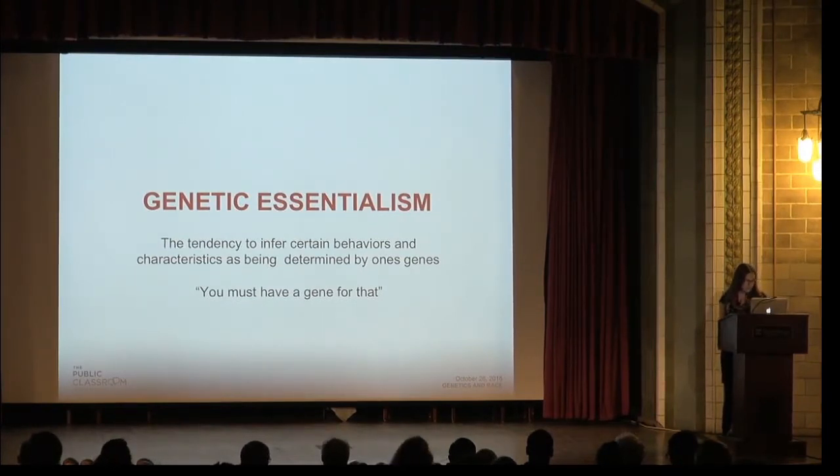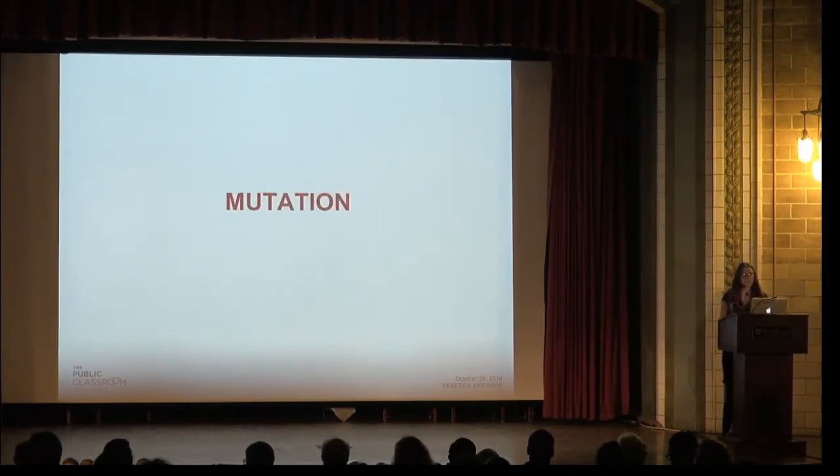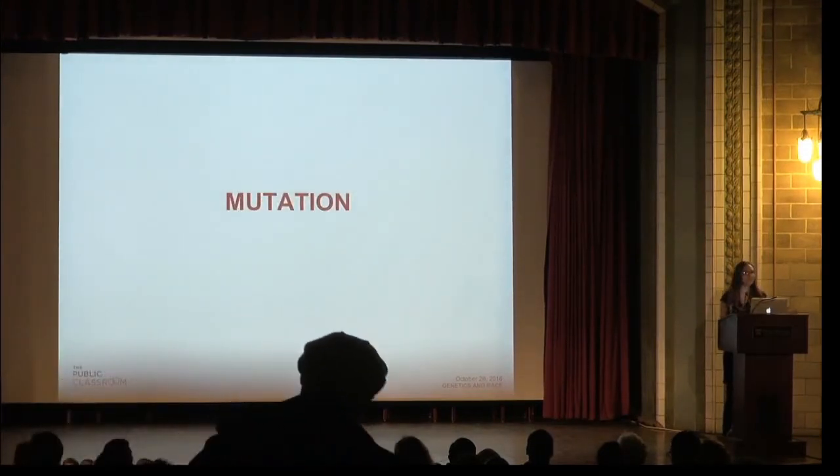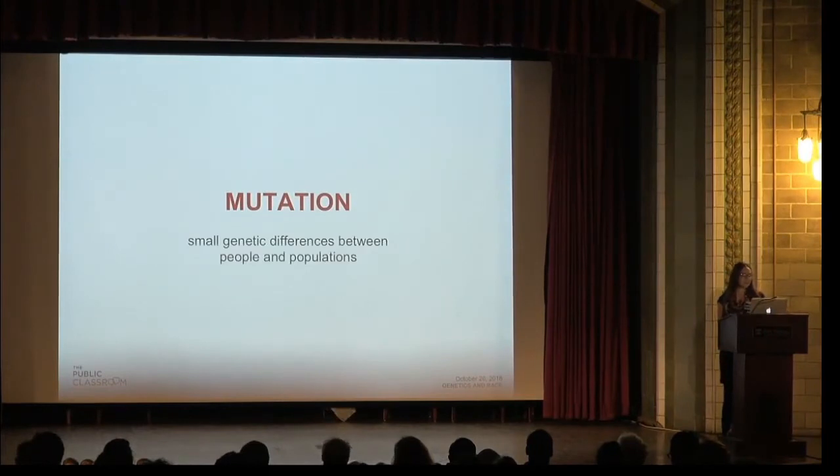So we tend to try to move away from genetic essentialist terminology and language, which also can sometimes be used when talking about mutation. So I've defined mutation as a small genetic difference between people and populations. Now this is a little bit simpler than what mutations can be discussed about in genetic literature. It can range from things that are very small, that don't have any effect at all, to things that are large, such as in cancer studies. Certain mutations can have huge impacts for human health and disease.